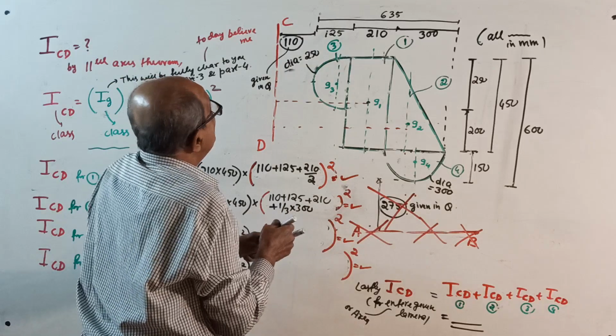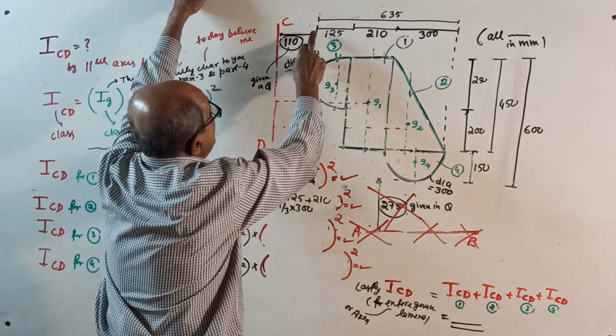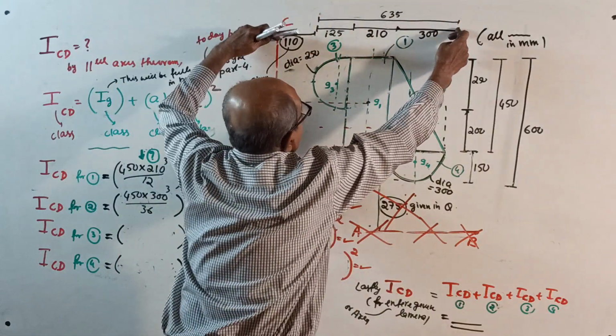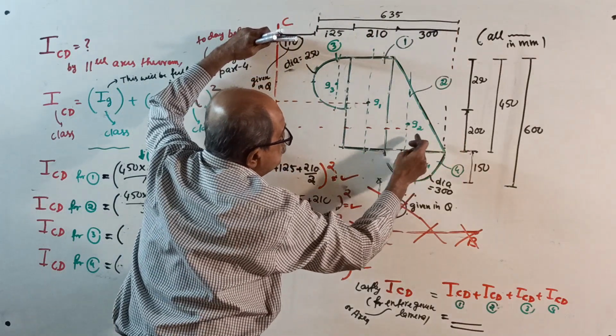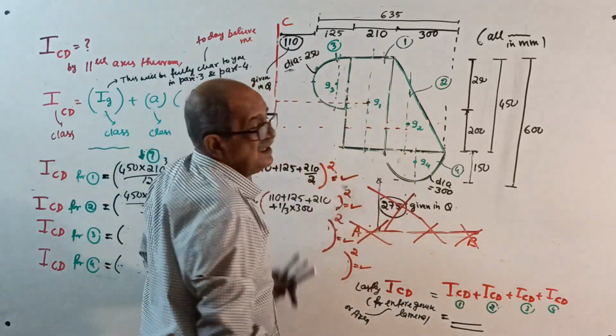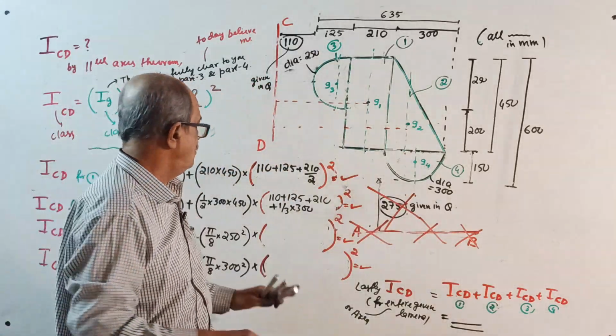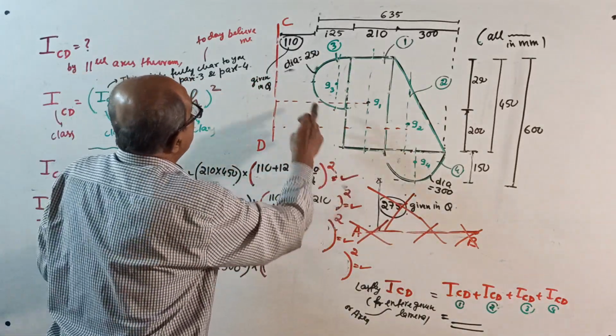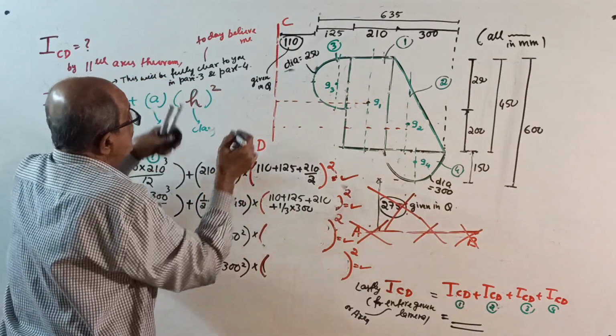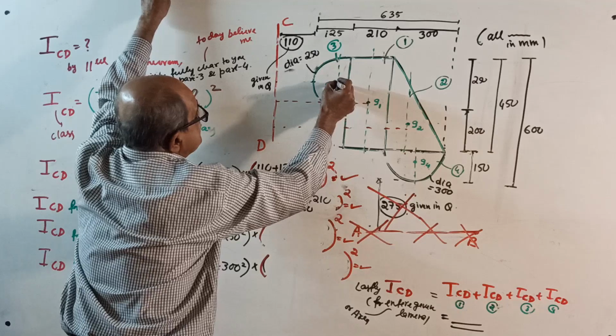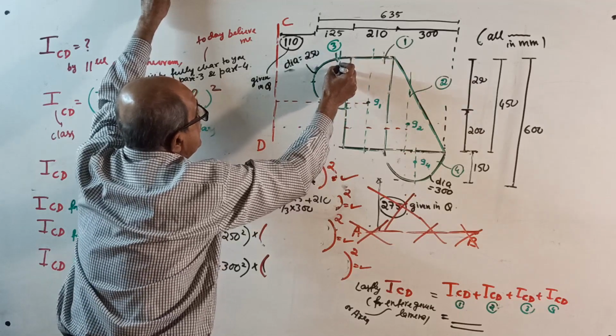Or you can do one thing. You can write one more thing: 110 plus 635 minus 2 by 3 of 300. That also will do. Okay, now figure number 3. Here. First, we want I about CD. First, I about its own centroidal axis.